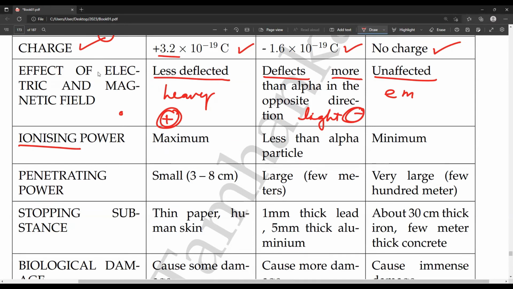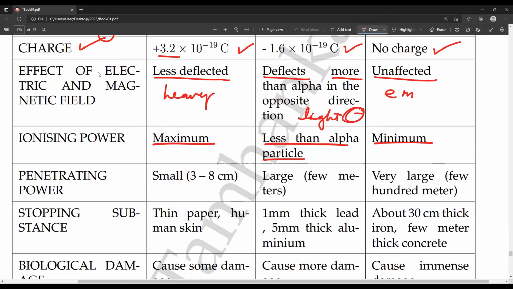Okay. If you have an atom which has electrons going around like this, and an alpha particle hits it, it will dislodge the electron. Are you getting it? So when this electron is dislodged, this becomes an ion. So alpha particle being heavy, maximum ionization takes place. Beta particle being a tiny electron does very less ionization, and gamma does very, very less.